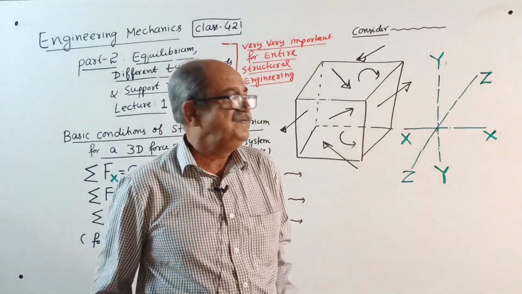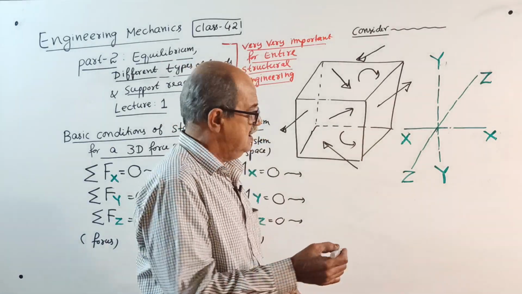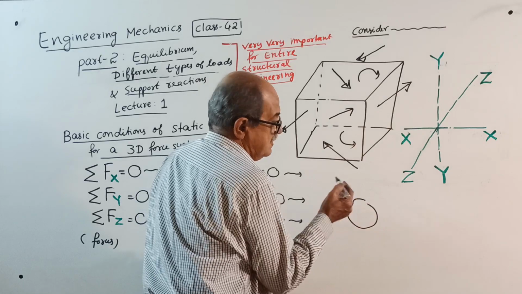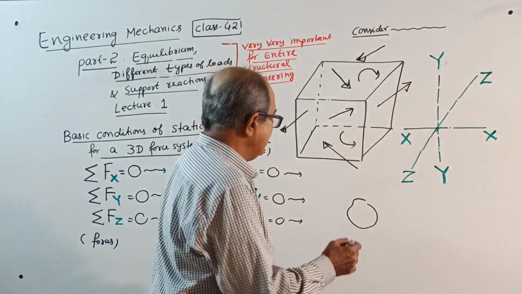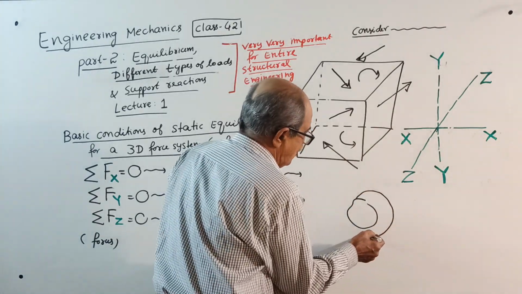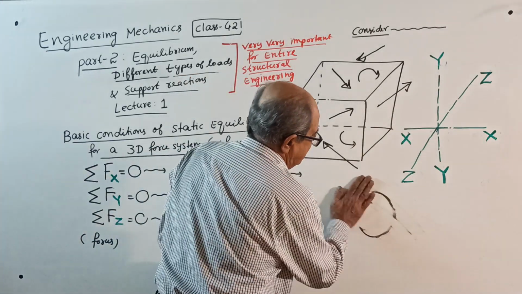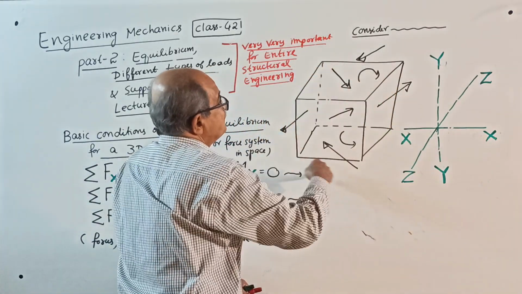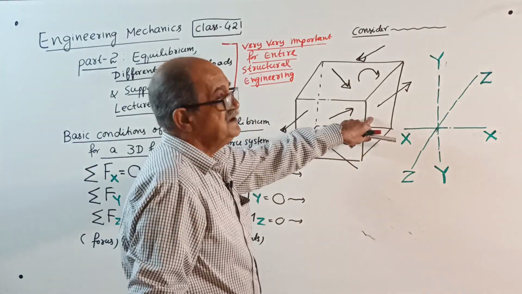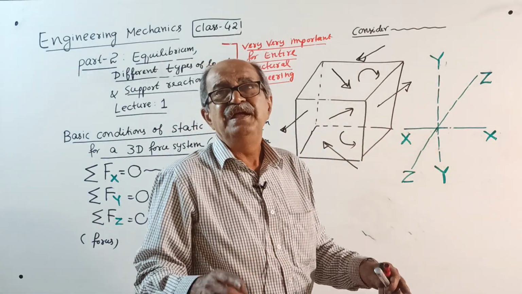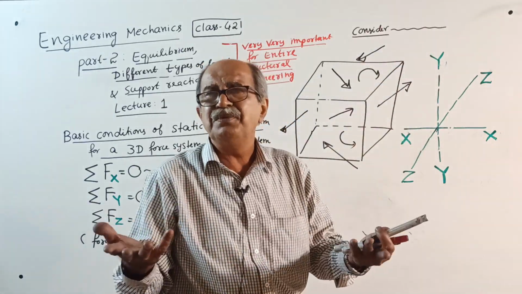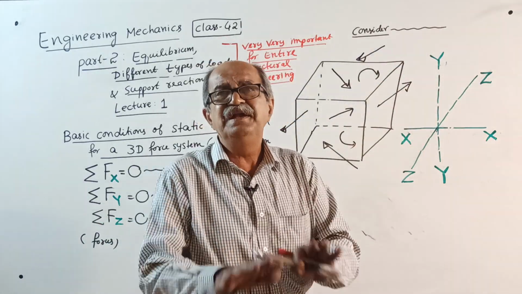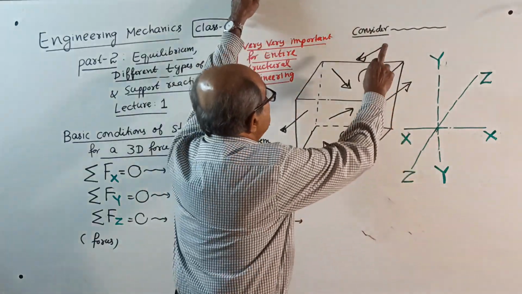Consider a body. Usually when we show a body, we draw it in a simple way. But I want to show a 3D, three-dimensional body, so I decided it is better to show it like this. Remember, the shape need not be like this. Make a note: consider a body of any shape, regular or irregular. It does not matter.